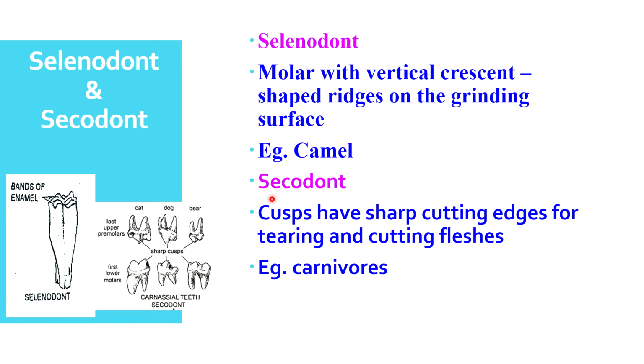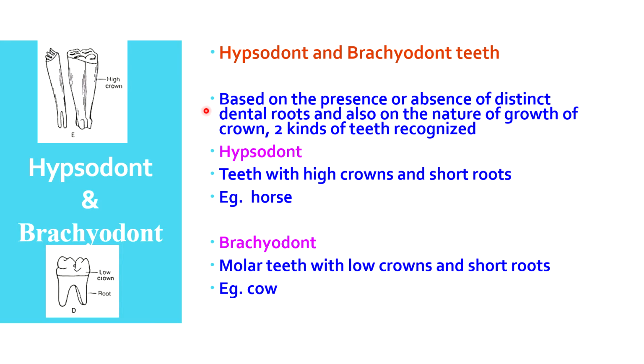And the next one is secodont teeth. The cusps have sharp cutting edges. These are the sharp cutting cusps, and the sharp cutting edges are for tearing and cutting flesh. So the secodont teeth are present in carnivores. Then another two, hypsodont and brachyodont.